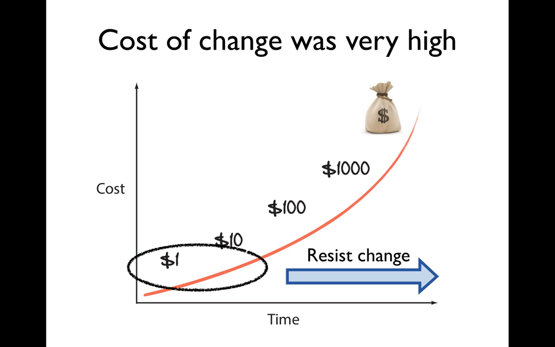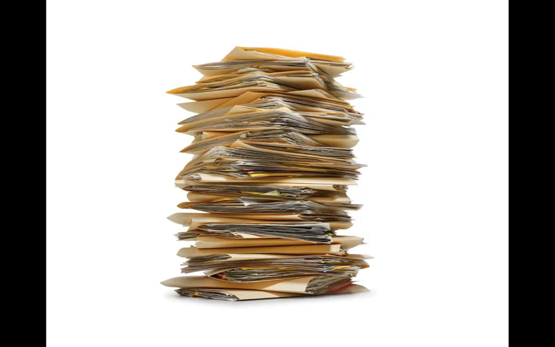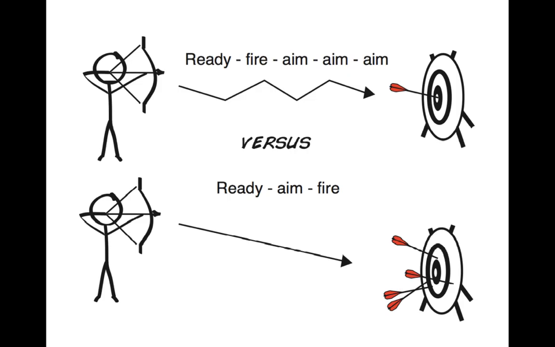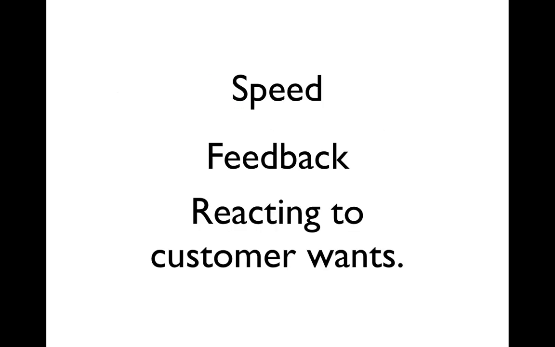Now that worked pretty good for about 40 years, but then something strange started to happen. The cost of change started to flatten. Making changes was no longer super expensive. Iterative development started to become possible, and for the first time, customers could change their minds and not have to pay an exorbitant amount. This changed everything. Now, instead of having to write piles of requirement docs that quickly went out of date, customers could steer, discover, and give feedback about their products as they were being built. It was revolutionary. Now, there's lots of reasons for favoring user stories over relying on the written spec, but it mostly comes down to speed, feedback, and reacting better to what the customer wants.